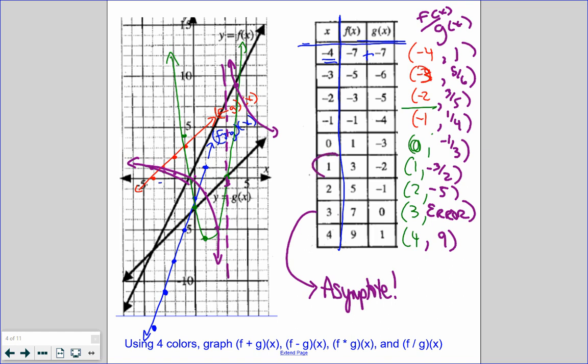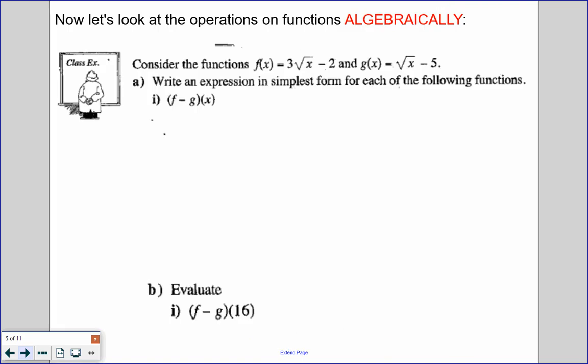You're going to look for 2 points that line up vertically, okay? And then you're going to go through a process of elimination to see if they added the y-coordinates, subtracted them, multiplied them, or divided them. Okay, so let's look at this algebraically now.